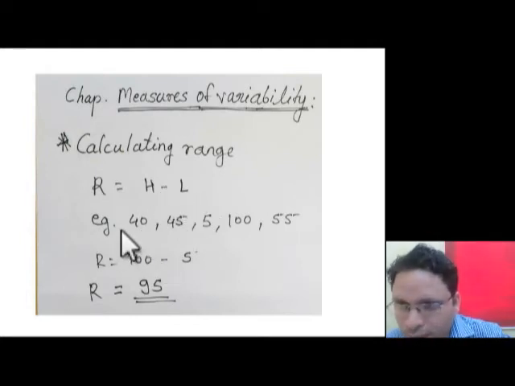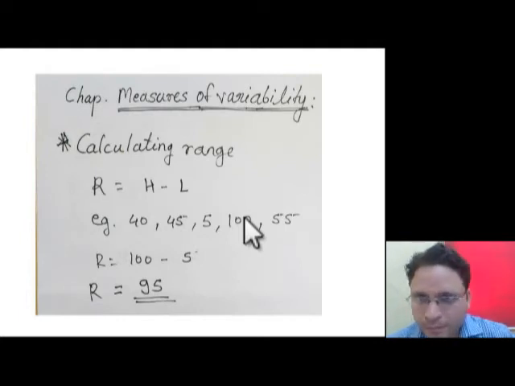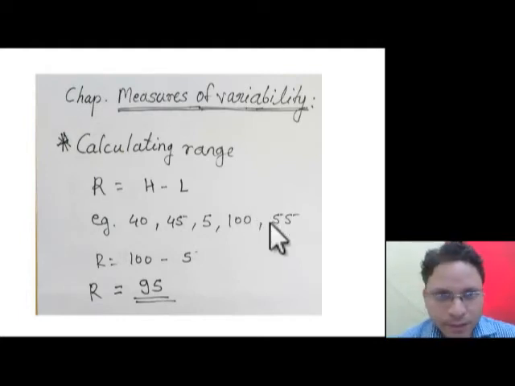So in the given data we can see which is the higher value. In this data it is 100, so H is 100, and the lower value L is 5. So R is 100 minus 5, and 95 is the range of the given data. So simple it is. This way we can understand the range of the given data.